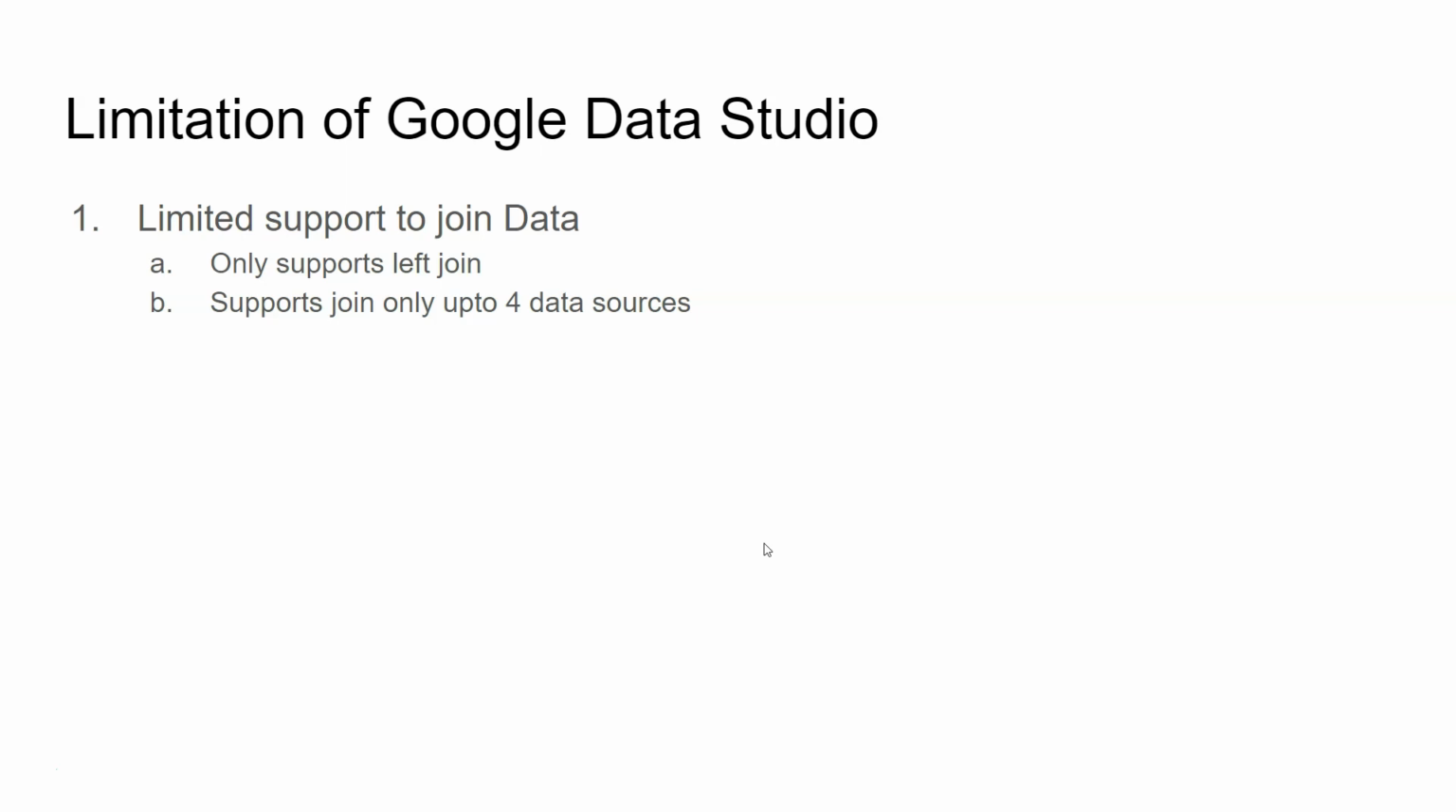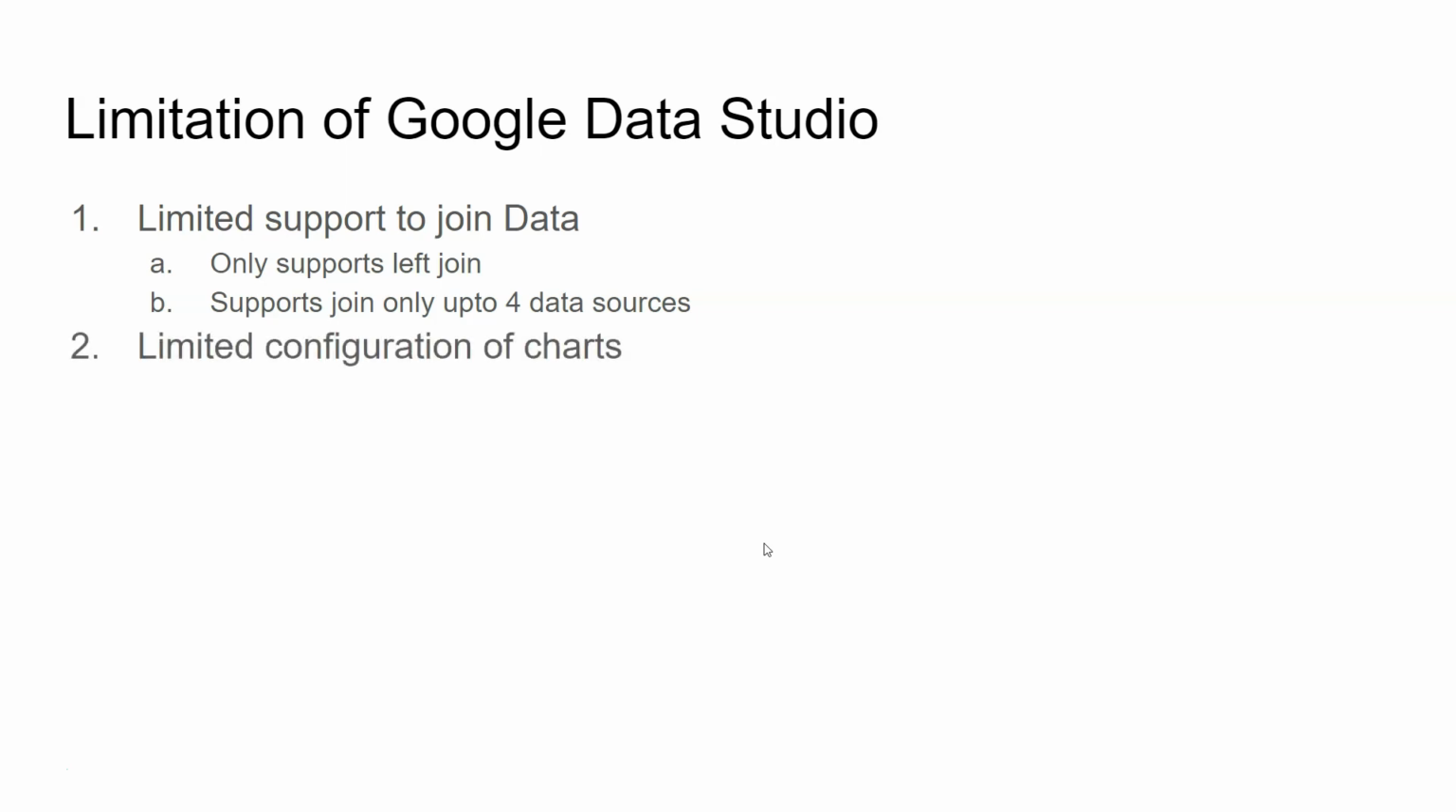You have to adjust your data source according to the left join, and if you have more than 4 data sources, which is usually the case in business, then you will find it difficult and you have to work around it to work with the 4 data sources. Maybe outside of Google Data Studio, within SQL or within spreadsheets, you need to work around it.